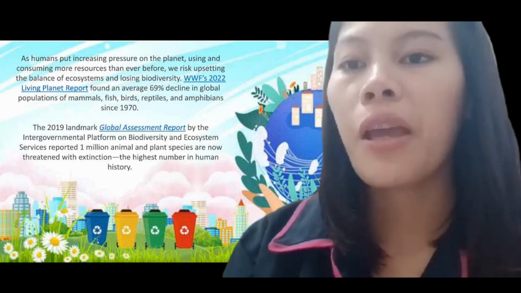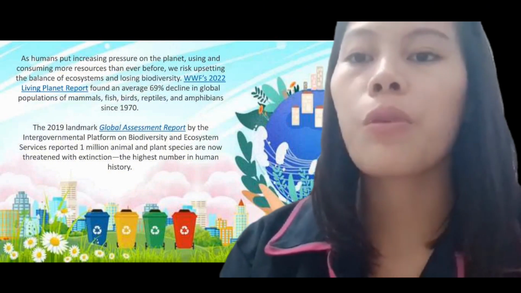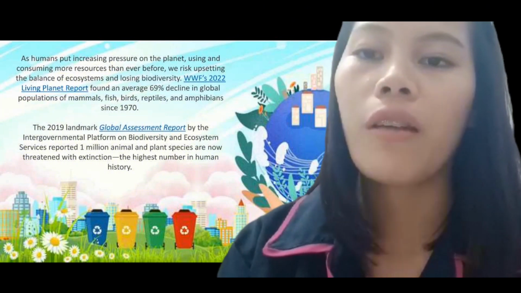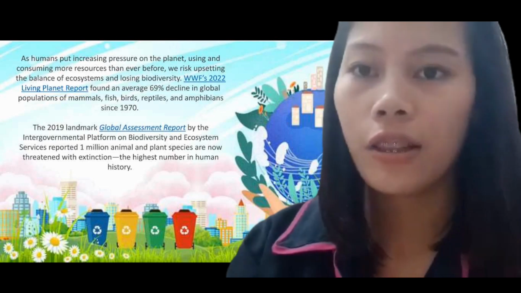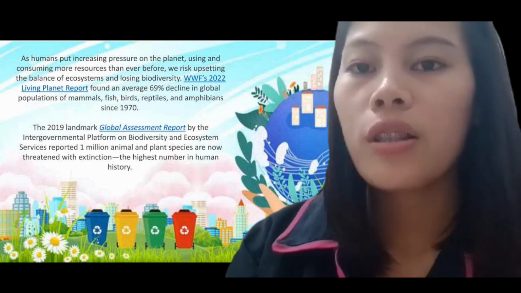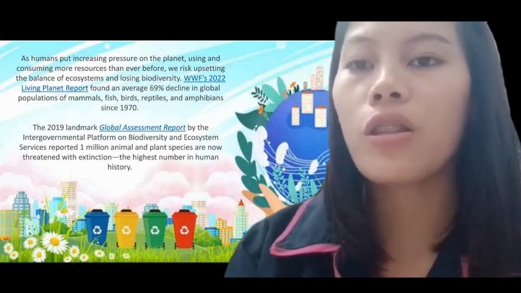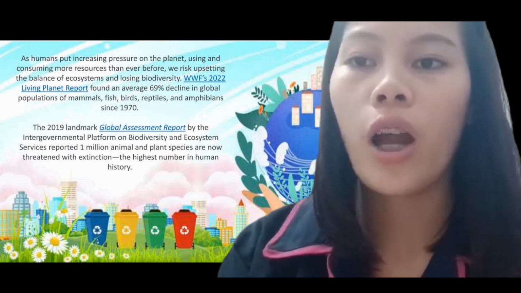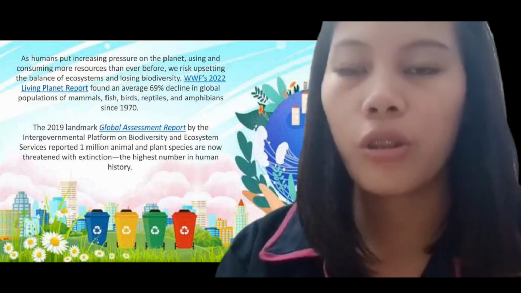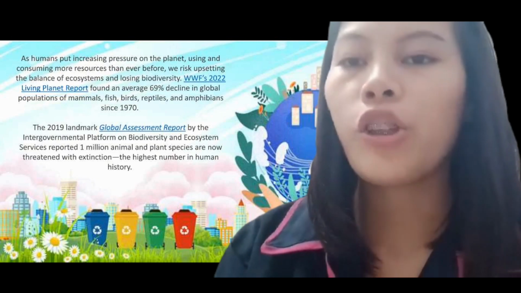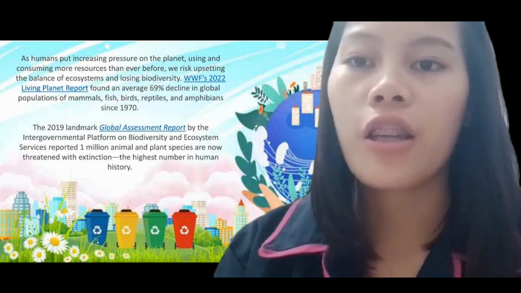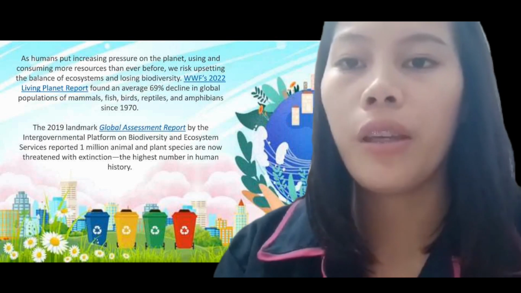Three-quarters of the land-based environment and roughly 66% of the ocean environment have been significantly altered. More than a third of the world's land surface and nearly 75% of freshwater resources are now devoted to crop or livestock production. Climate change worsens the impact of other stressors on nature and our well-being.